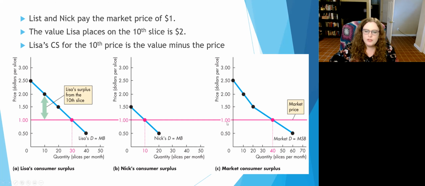Now, what if we come all the way down at $1? Well, at $1, we see that Lisa will buy 30 slices. Nick will buy 10 slices. Okay, all right. Then that means in the market, if these are the only two people in the market, then at $1, 40 are sold.